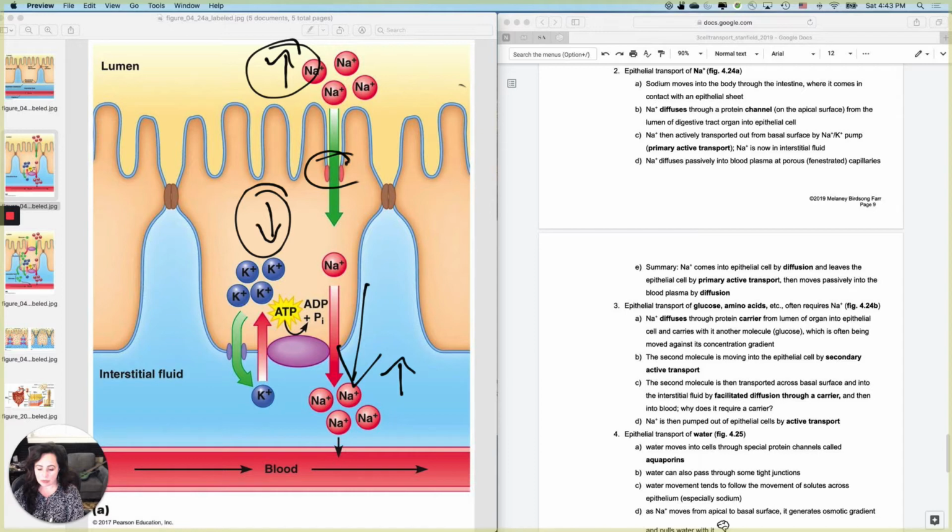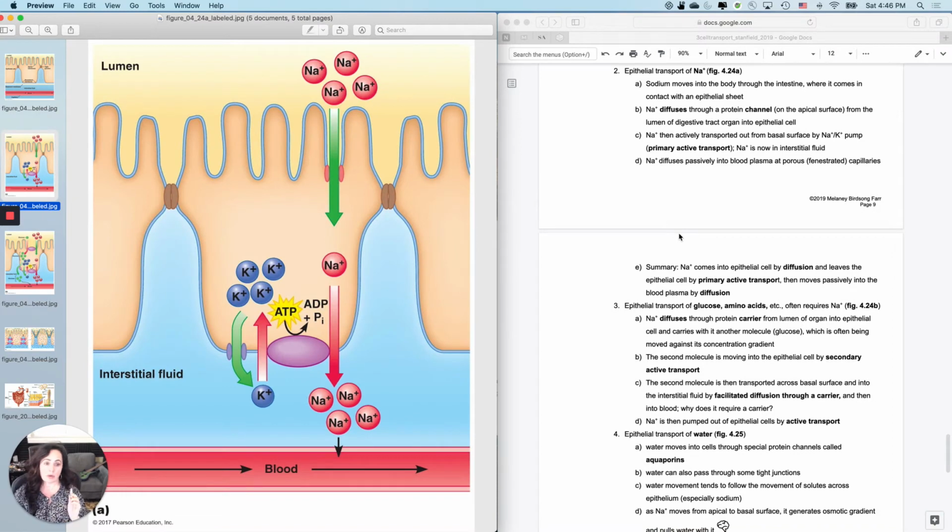And then once it gets into the extracellular fluid, this capillary is relatively porous, so it will just move straight in. That's just simple diffusion. Don't have to worry about it there. Now, what about potassium? Don't have to worry about potassium too much either, because potassium is going to be pumped in and leak out and pumped in and leak out just like it always does. Okay, so that is epithelial transport of sodium.